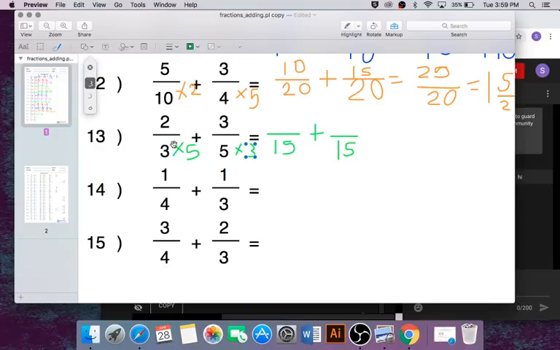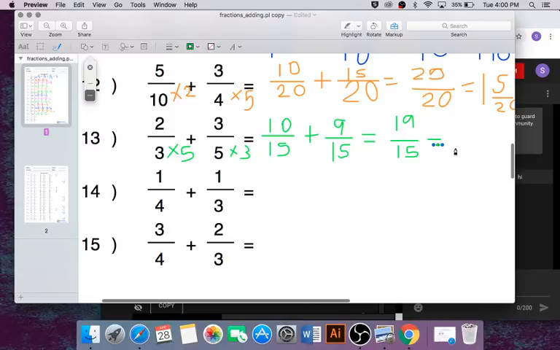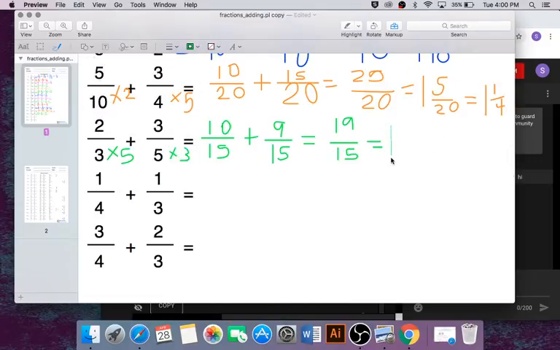Okay, so we multiplied 3 times 5 to get 15, so we're going to multiply 2 times 5, which is 10. 5 times 3 is 15, so we're going to do 3 times 3, which is 9. And then we add 10 plus 9 is 19 over 15. It's an improper fraction, so we have 1 and 4 over 15.